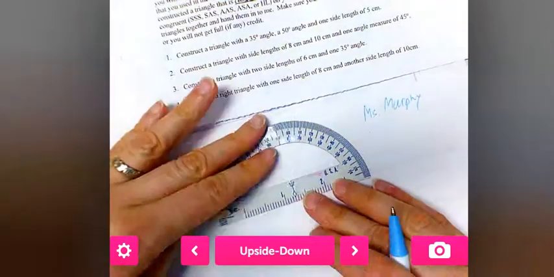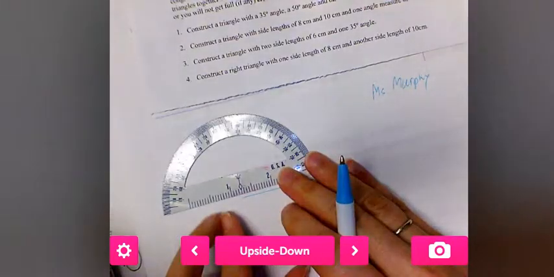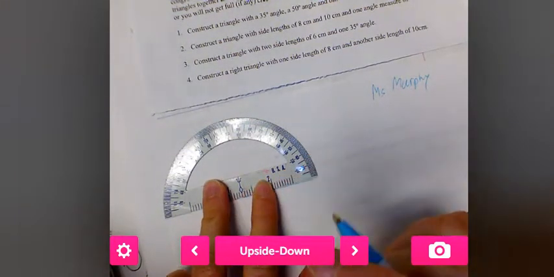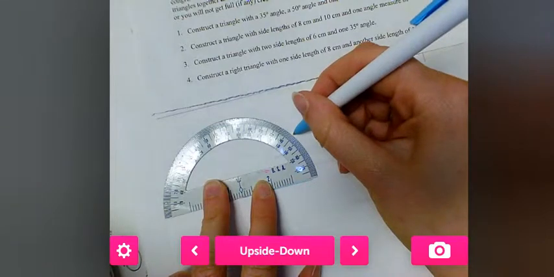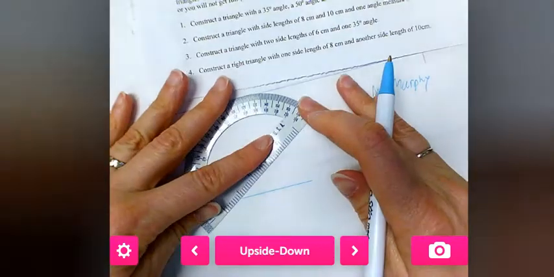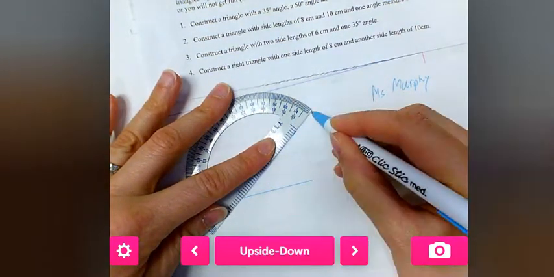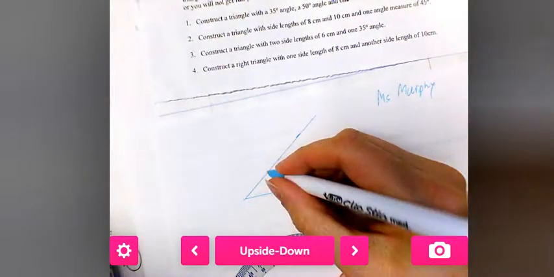Shh. The next thing it says is construct a triangle with a 35-degree angle and a 50-degree angle, and then one side is 5 centimeters. So first thing I'm going to do is take my protractor and draw a straight line. Okay. Then at the end point of that straight line, I'm going to put the middle piece right on it, and make a mark at 35 degrees. Then I'm going to draw a line from the end point of my segment through that little mark that I made. Nice big line. Okay? And I'm going to label this 35 degrees.